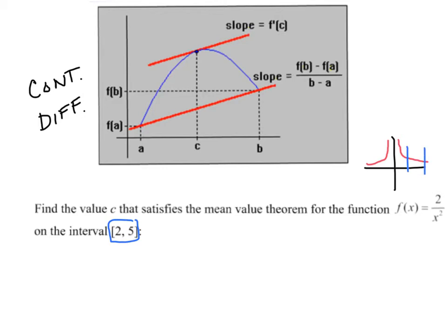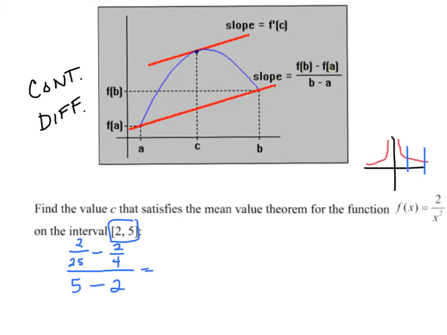First thing, let's find the average rate of change. So the average rate of change on the interval from 2 to 5, well, of course, we know the x values, right? We're talking about going from 2 to 5, so those are the x values. To get the y values, we have to plug 2 and 5 in. So 2 over 5 squared minus 2 over 2 squared.